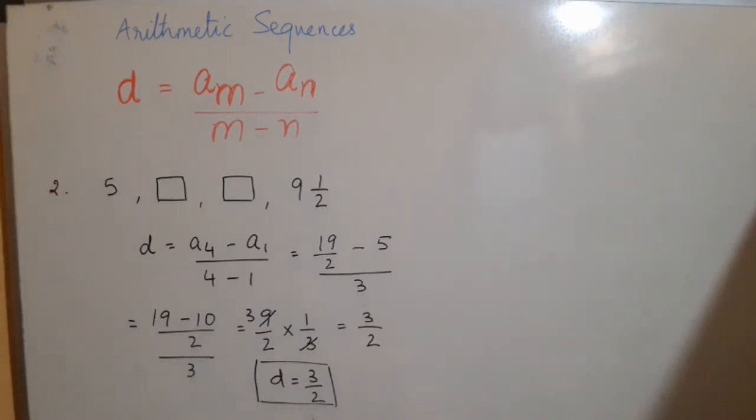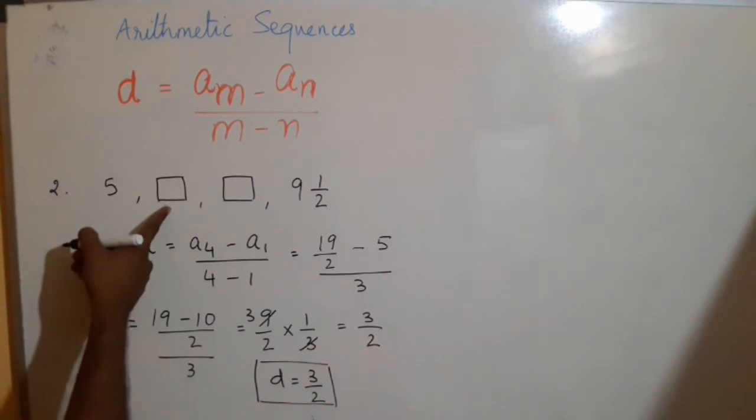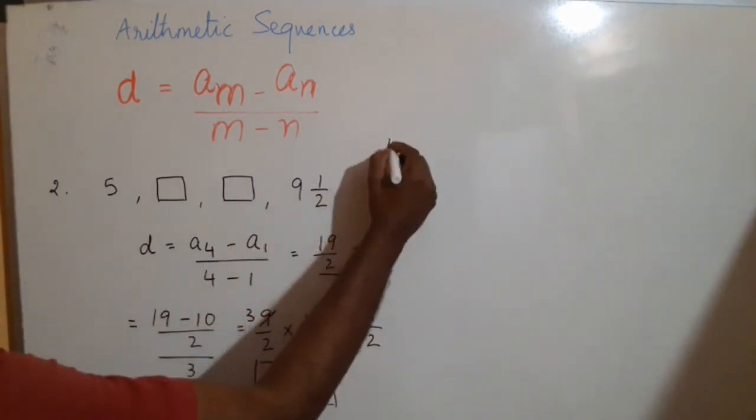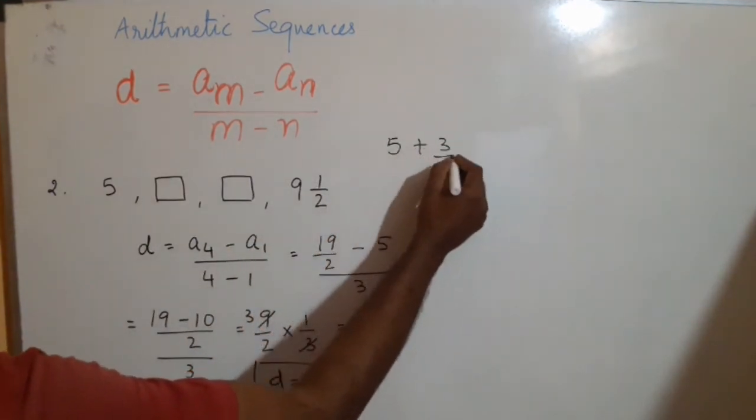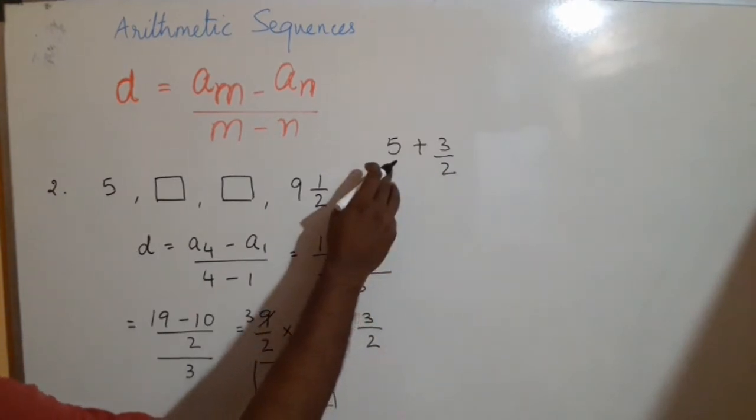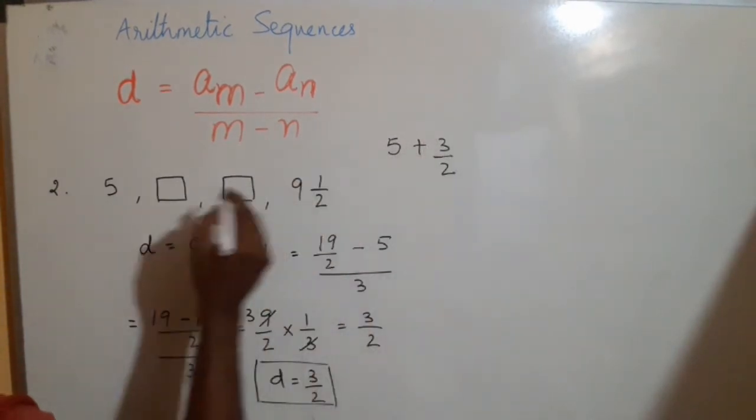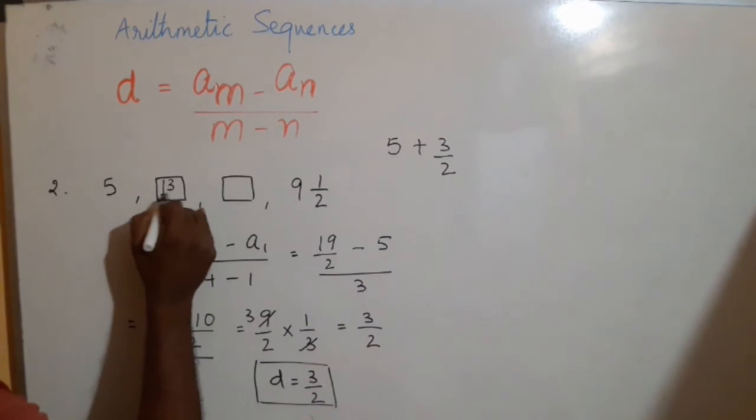Now we will add, because it is positive, we'll add. So to find this term, what we need to do? We need to add 5 plus 3 upon 2. 2 5s are 10, 10 plus 3, 13. So this term is 13 upon 2.